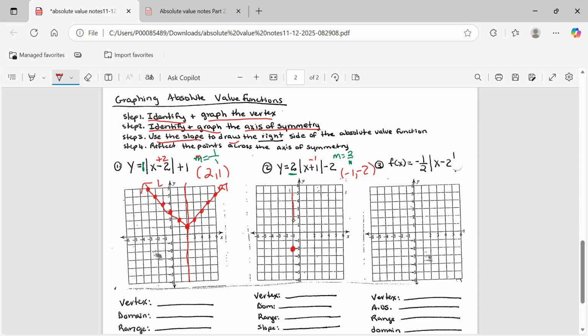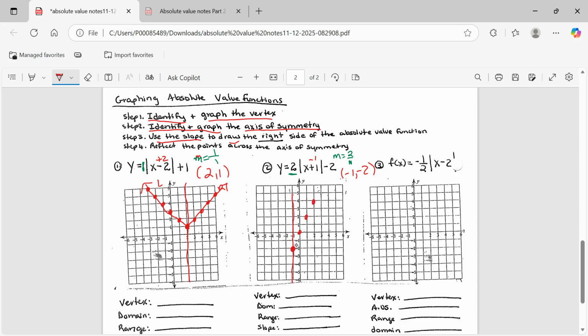It goes straight through the vertex. That's the axis of symmetry. Step 3, we're going to use the slope to draw the right side. So the slope is 2 over 1. I'm going to go right 1. Up 2, right 1, up 2, right 1.